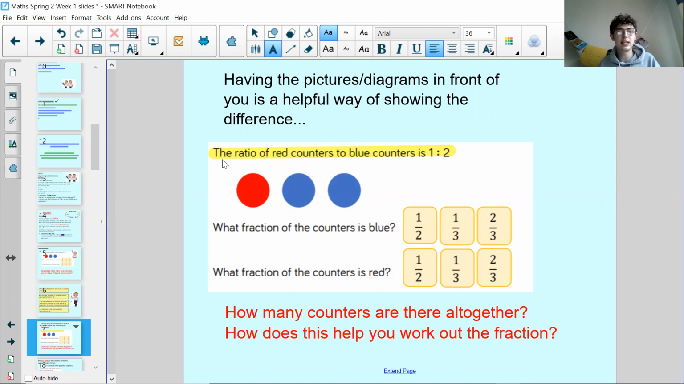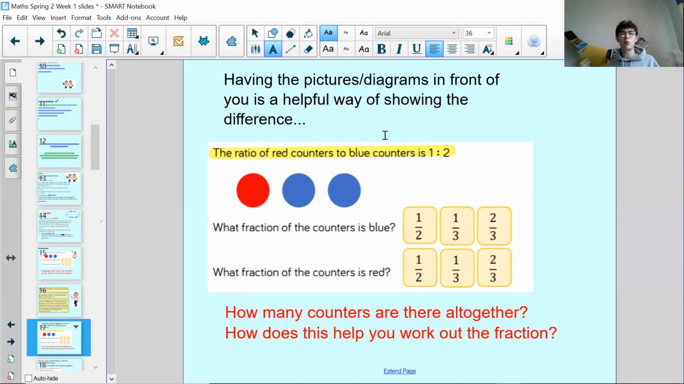So you can see the ratio of red counters to blue counters is 1 to 2. So for every 1 red counter, there are 2 blue counters. But then we've got to ask ourselves, what fraction of the counters is blue? To do this, we've got to count up all of our counters. How many counters are there altogether? There are 3.